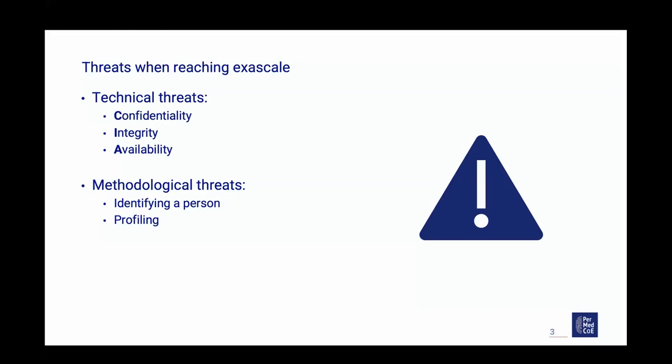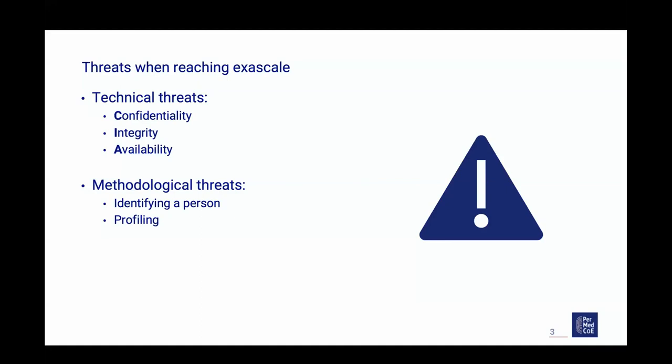So those three things need to be protected, meaning we don't want any unauthorized access to the data. We want to make sure that the data does not get altered, and that the data will always be available and not accidentally get deleted or disappear at some point. Then, especially when we reach exascale or go to HPC, we have additional risks that are more on the methodological side, which Adrian already touched on.